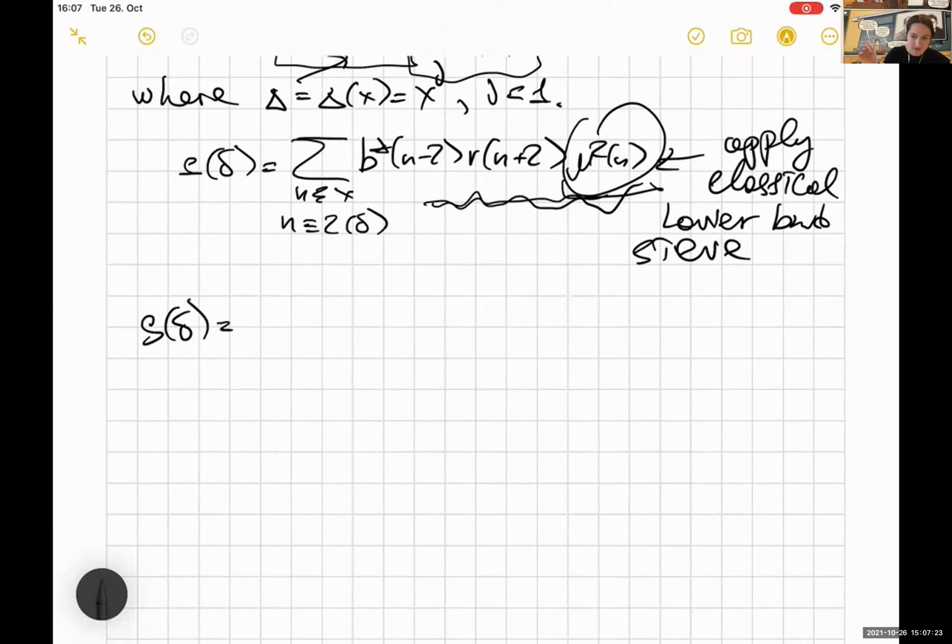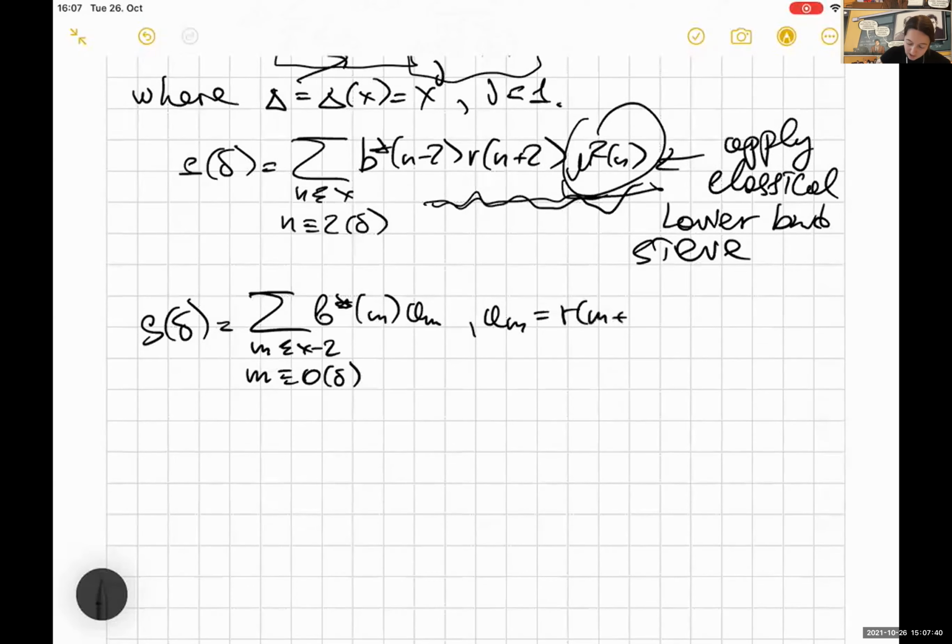So S of delta, if you change the variables, can be rewritten as the sum over m going to x minus 2, m is equal to 0 mod delta. Now you have B star of m times AM, where your AM has all the information that you need. So this is R of M plus 4, because you are going to shift now, M goes till x minus 2. So this means that M is equal to n minus 2, and you had n plus 2 before. So here you have m plus 4 and mu square of m plus 2.